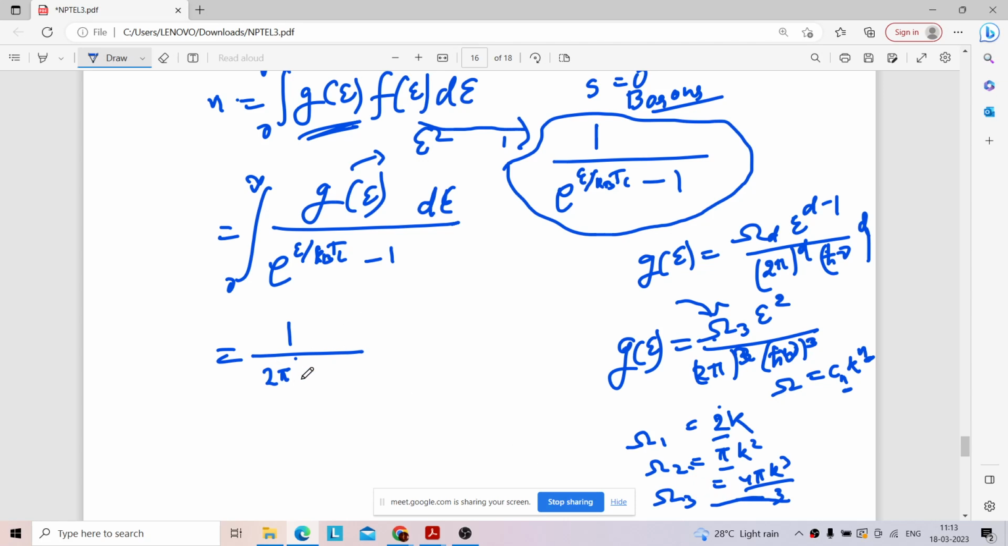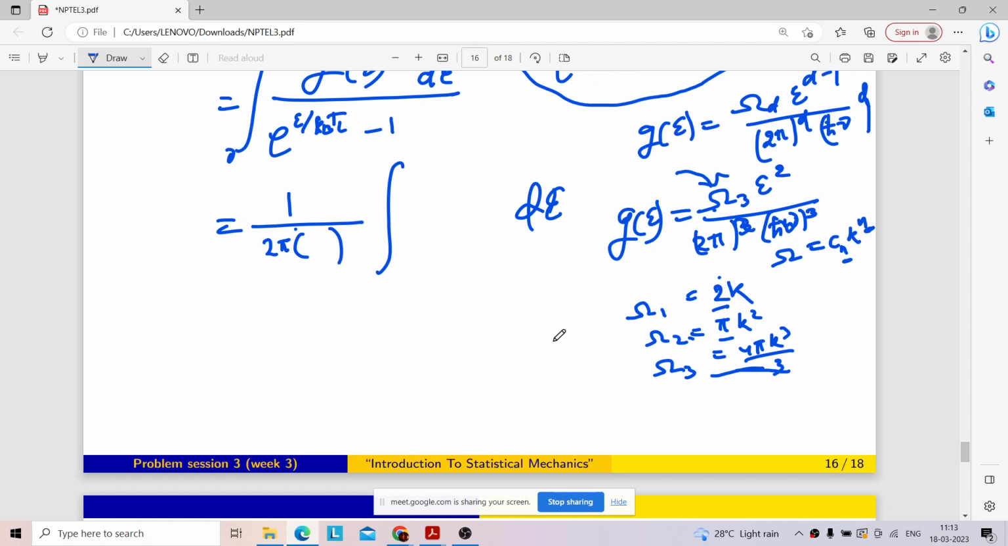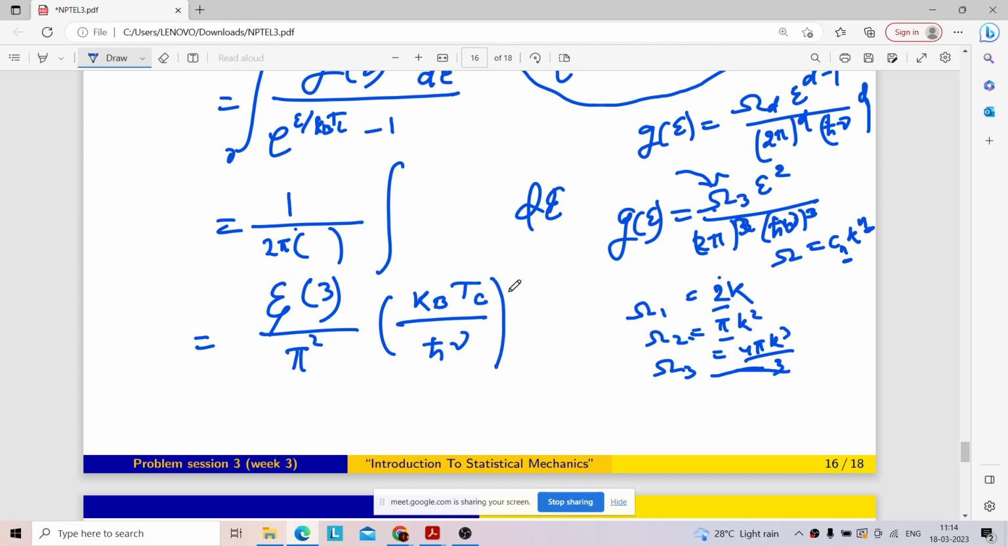Then we'll pull out all the constants outside. Then if we do the integration over d epsilon, we'll get some zeta function. You can try doing this by hand, or you can put this in a program like Mathematica. Then it will yield a zeta function like this. You'll get a formula like this: zeta of 3 pi square, and this will be k_B Tc over h cross mu, cubed.